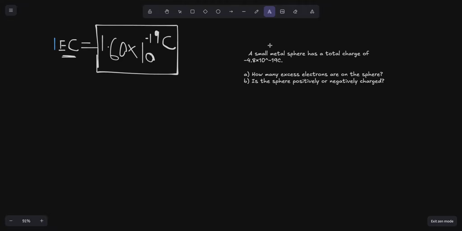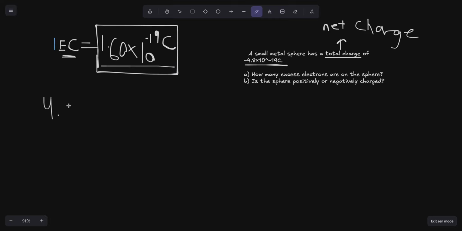So here's an example problem. I'm sorry if the font is like this, because that's just the default font of this whiteboard. A small metal sphere has a total charge of negative 4.8 times 10 to the negative 19th coulombs. Total charge, you can think of as the net charge. Notice how that's a multiple of the elementary charge. And so, how many excess electrons are on the sphere?